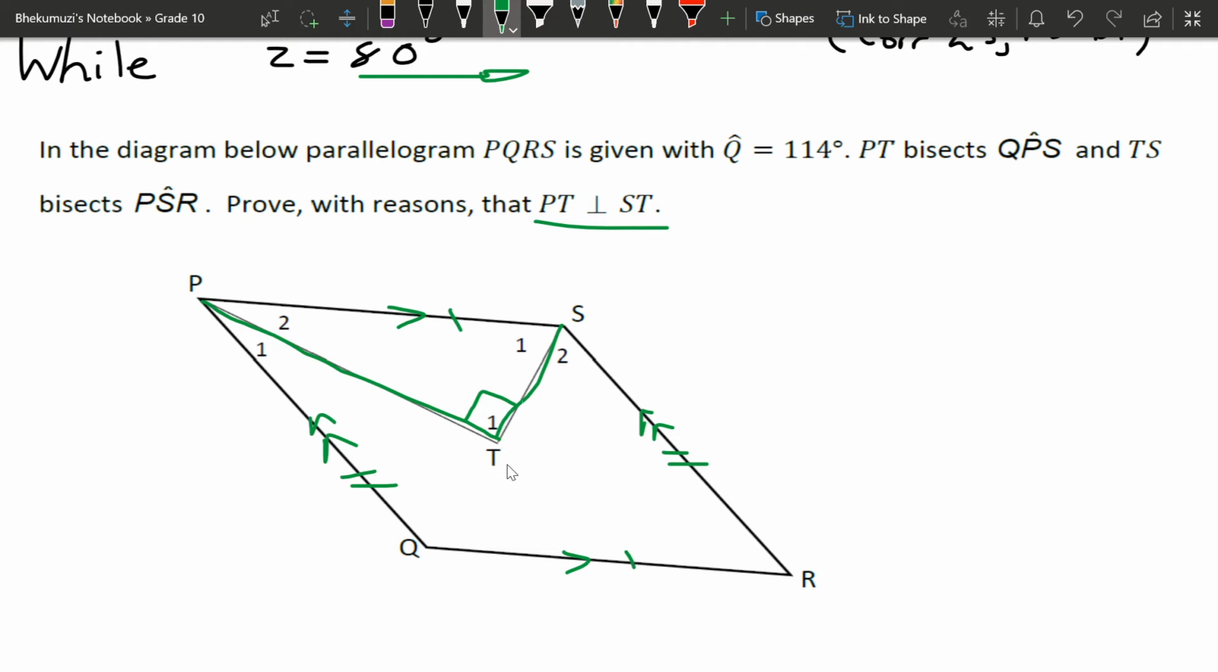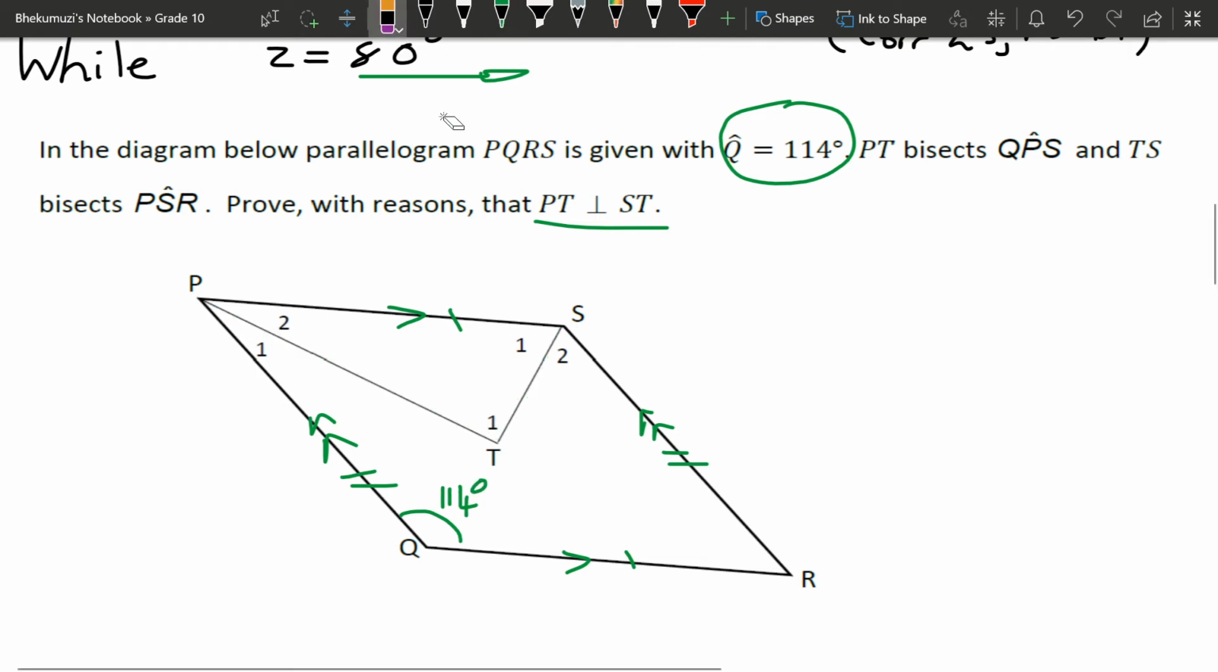But what you do have, you actually were given the angle Q. So the angle Q is this one over here. So it's 114 degrees. Right. So what can we do about that, right? Because we want PT to be perpendicular, meaning 90 at T1. So basically, if we can find S1 and P2, so here's P2 and S1, if we can find these two angles, and then we say angles in a triangle and solve for T1, we will be able to solve the problem, right?